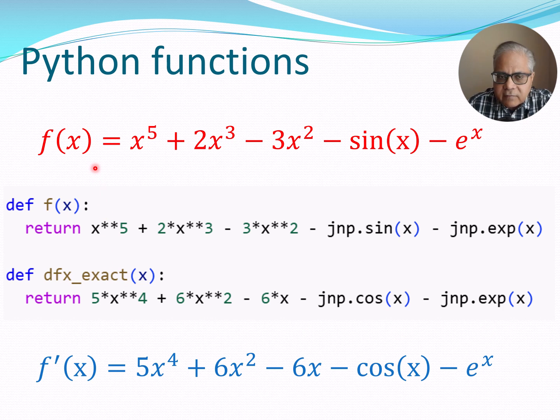Now for this function, because it's so simple, I can differentiate it by my knowledge of calculus, and so I get f dash x is 5x to the power 4 plus 6x squared minus 6x minus cos x minus e to the power x. And I have coded this in also here. So this serves as a benchmark by which I can compare whatever I am getting out of the AD process.